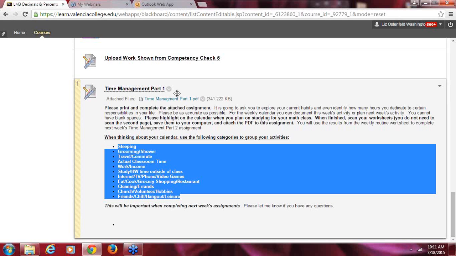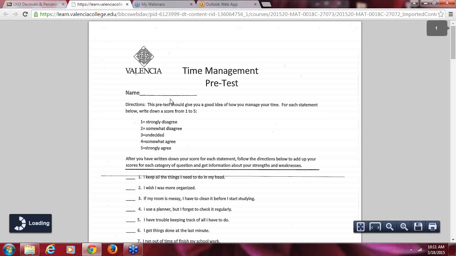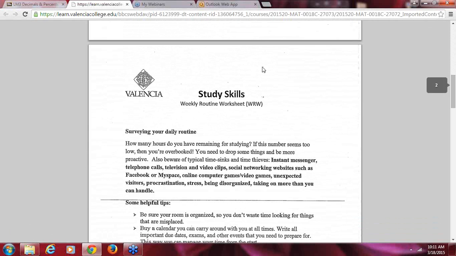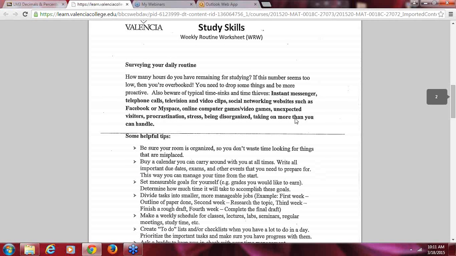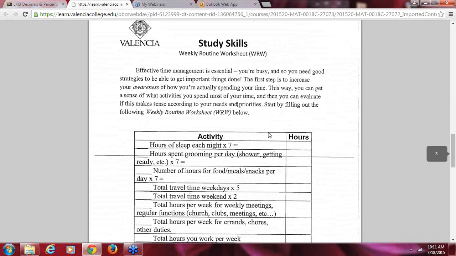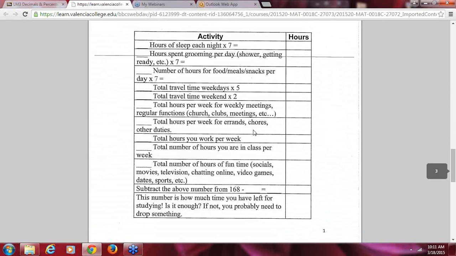Now, if you think about it, there are 7 days in a week, right? And there's 24 hours a day. So 7 times 24 is 168. So this is the PDF you're going to print. This is the second page that you do not have to turn in because it's information for you. And this is the weekly routine worksheet that I was talking about.